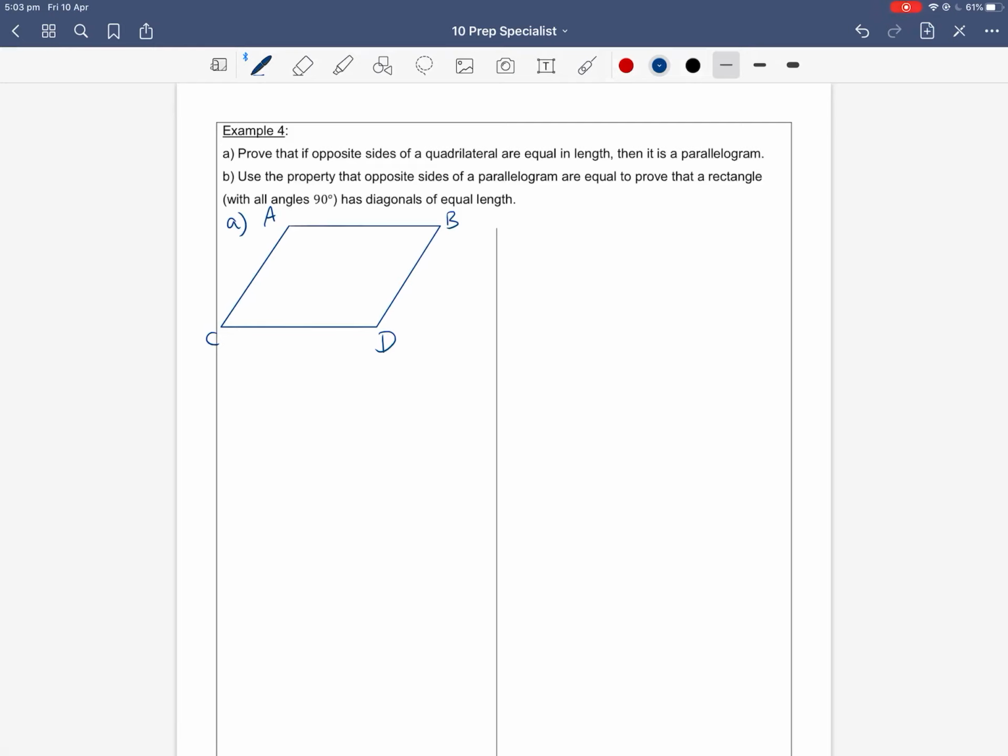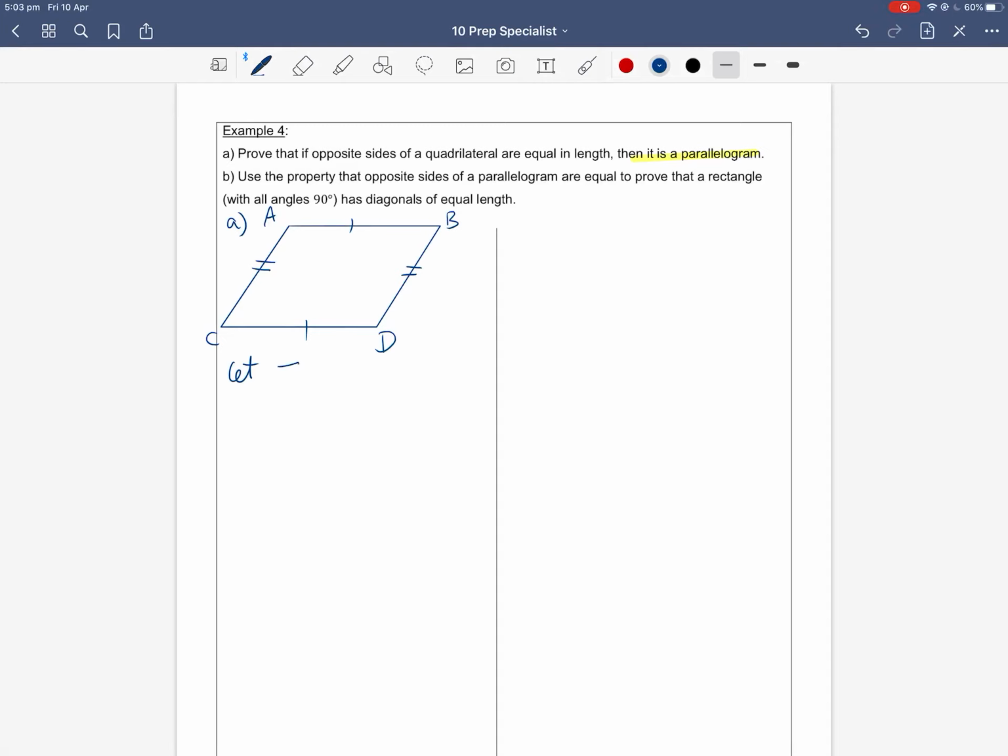Just generic. What are we told? We're told that opposite sides are equal in length. So we're going to use our dashes to indicate that. So AB is the same length as CD. I'm going to indicate that with one dash, and that BD is the same length as AC. I'm going to indicate that with a dash as well. And our goal is to prove that it is a parallelogram. So let's write down our goal.